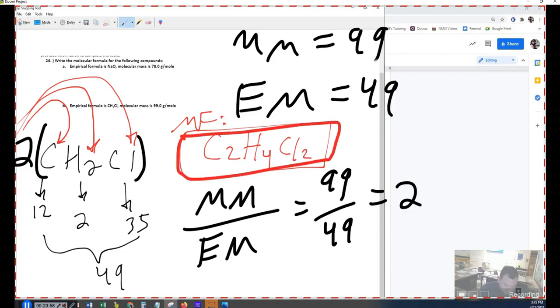All right. Isn't that great? And I know that's a lot of steps. That's a lot to do. Find the mass of the empirical formula, divide the molecular mass by the empirical mass, and then multiply that by the empirical formula to get the molecular formula. I know that's a lot.